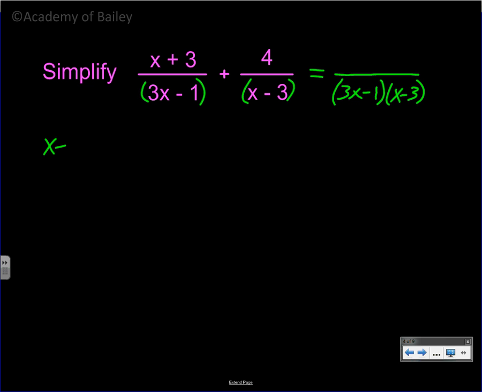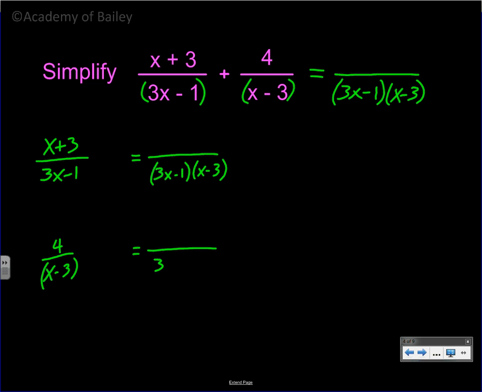So we have x plus 3 over top of 3x minus 1, and our common denominator is this. The second fraction is 4 over x minus 3, and our common denominator is this. Okay, so let's look at the top one.